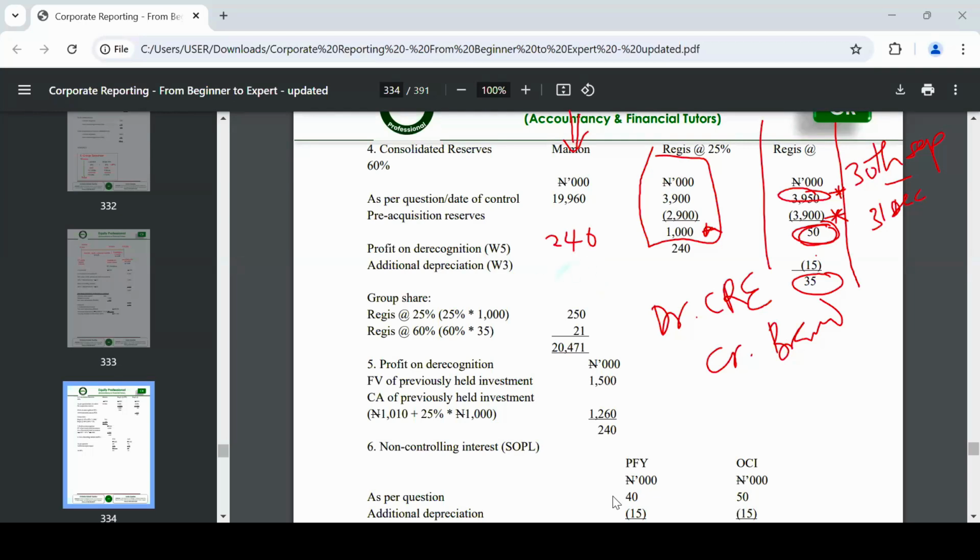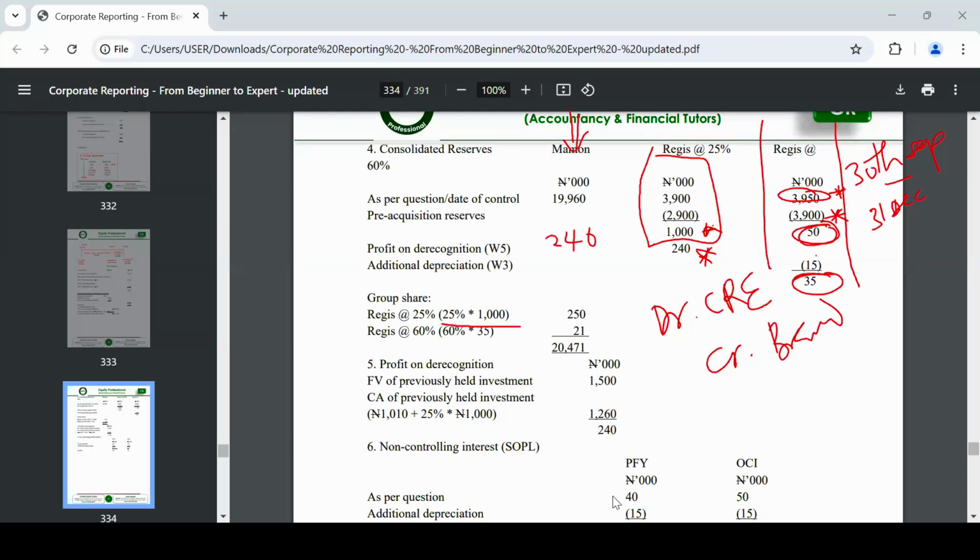It belongs solely to Mammon. It should not be here. It should only be here. Okay. Now, we're still going to go ahead and calculate the shares. What is the share of post-acquisition share of profit? It is 1,000, everything. We will take only 25%. That will go to the parent.